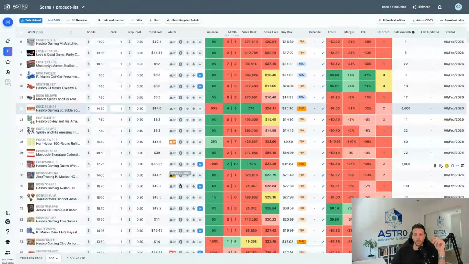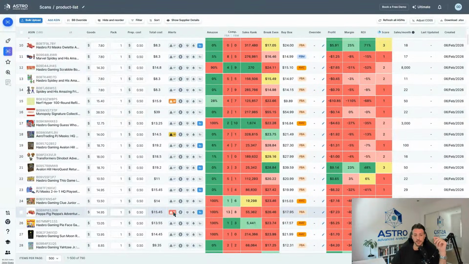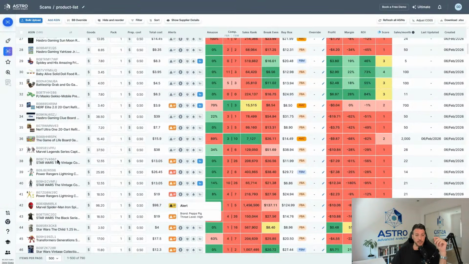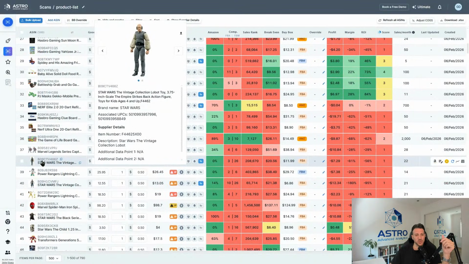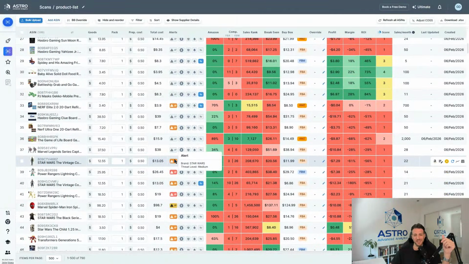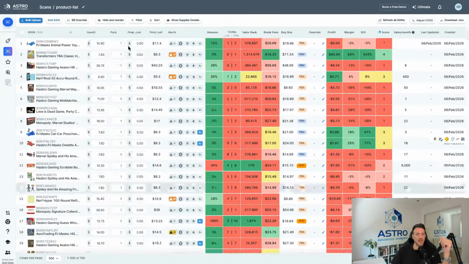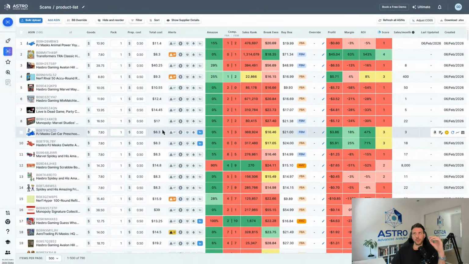But I would probably avoid the red ones. I probably want to avoid this one here, Peppa Pig, and maybe I've sold Star Wars in the past, so I'm not too sure. I know there's a medium level threat there according to the database that we have, but I'll probably still go for them. Now, my filters. So these, okay, have a little think about what type of products these are. These are toys.